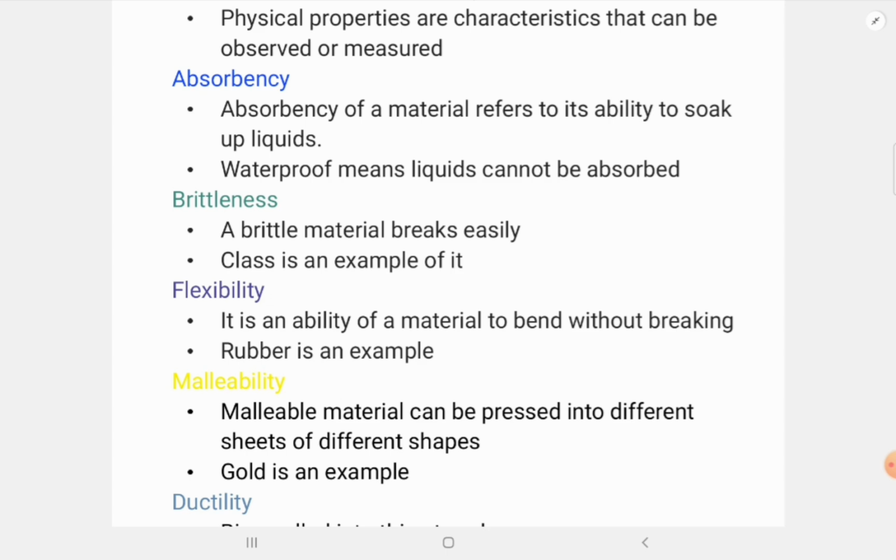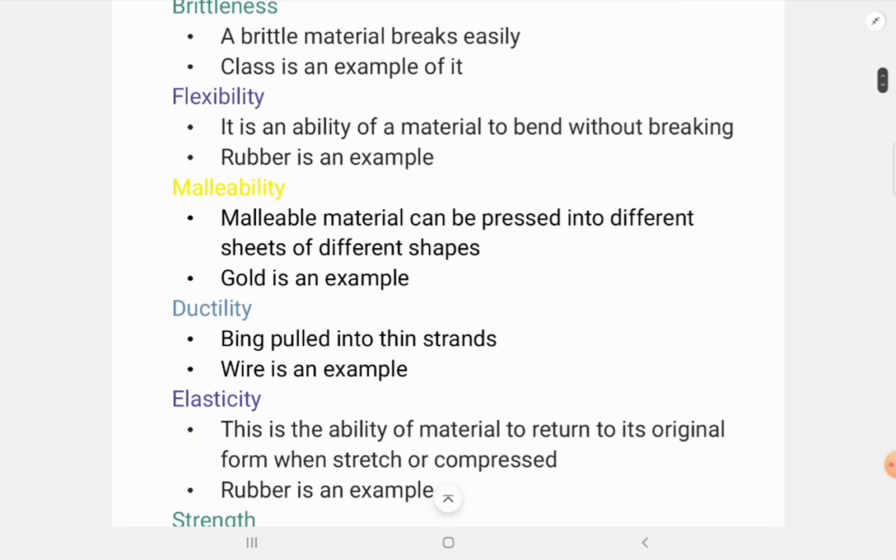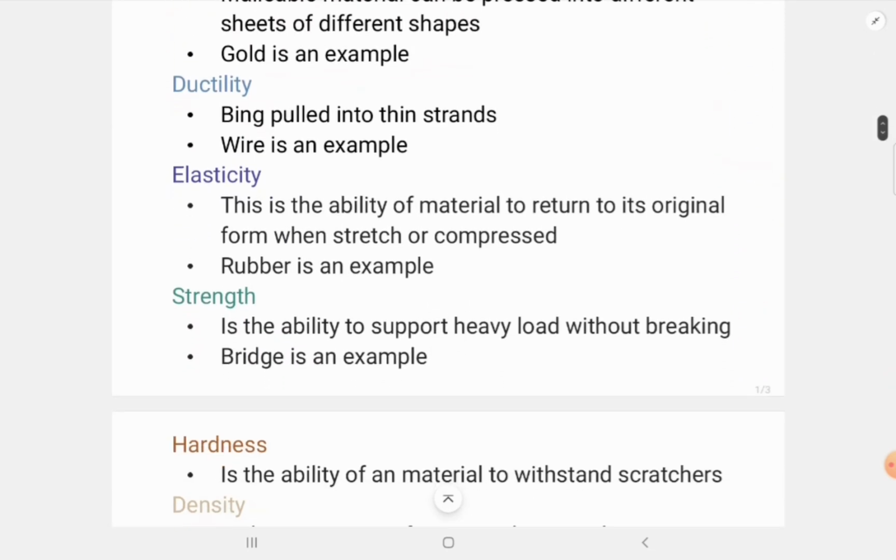Next, page 104. Elasticity. This is the ability of a material to return to its original shape after it has been stretched or compressed. Rubber is an example of elastic material. Some examples include rubber bands, balloons, and springs.